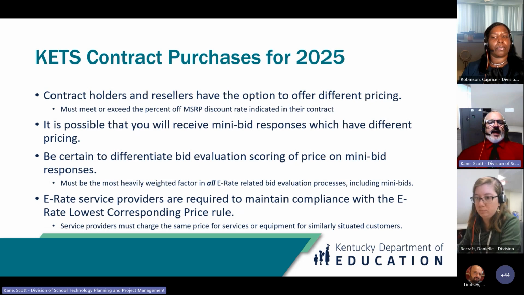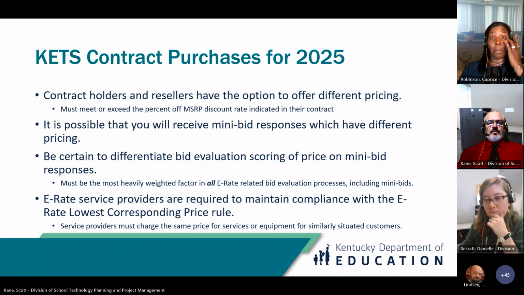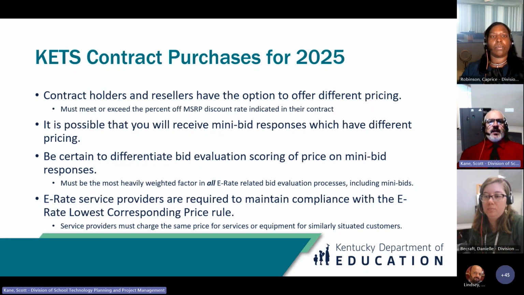For 2025, there's a little bit of a twist that, for those of you who have been around for a while, is going to be a little bit different. You may receive quotes with different pricing. Contract holders and resellers will have the option to offer different pricing from each other. They can use price as a means of differentiating themselves from each other. So it's quite possible that you'll receive mini bid responses which have different pricing for the same item.